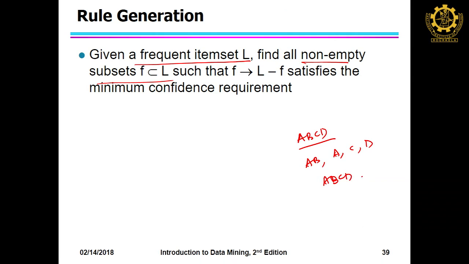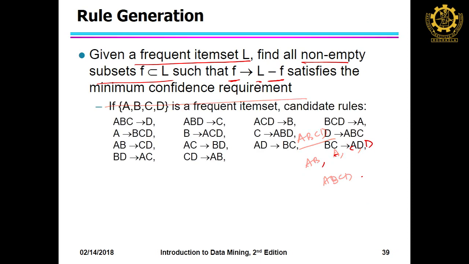Now, what do you do? The rule will be like this: the subset implies the total frequent item set minus, by set subtraction, the left side item set. And then we check that it satisfies the minimum confidence requirement, let us say it should be more than 50. So, you can see one example here. Let us say this is a frequent item set A, B, C, D. Then you generate all the subsets.